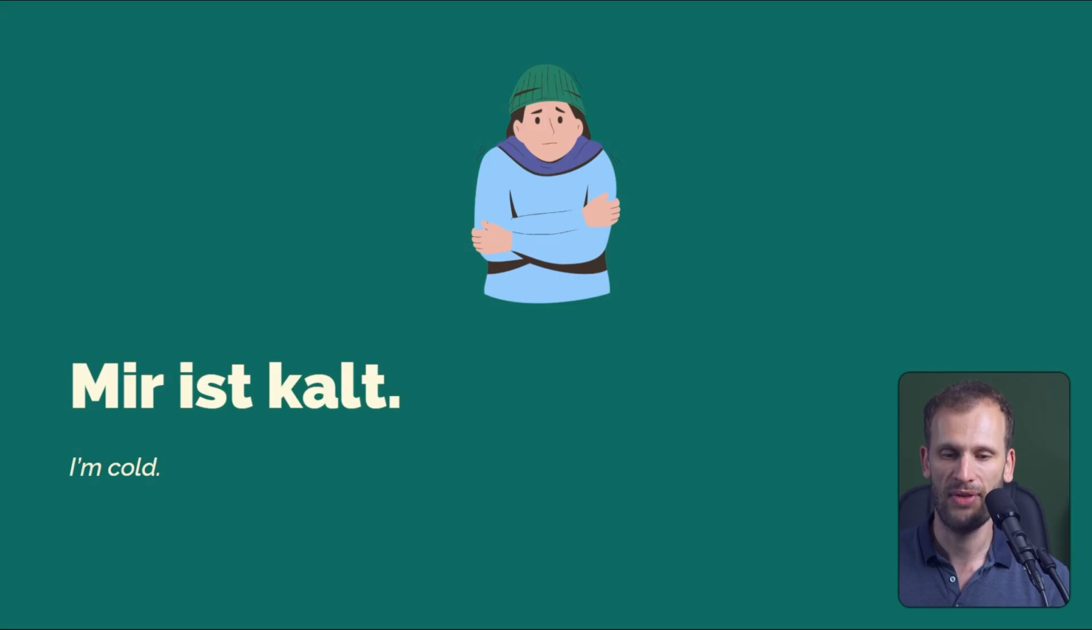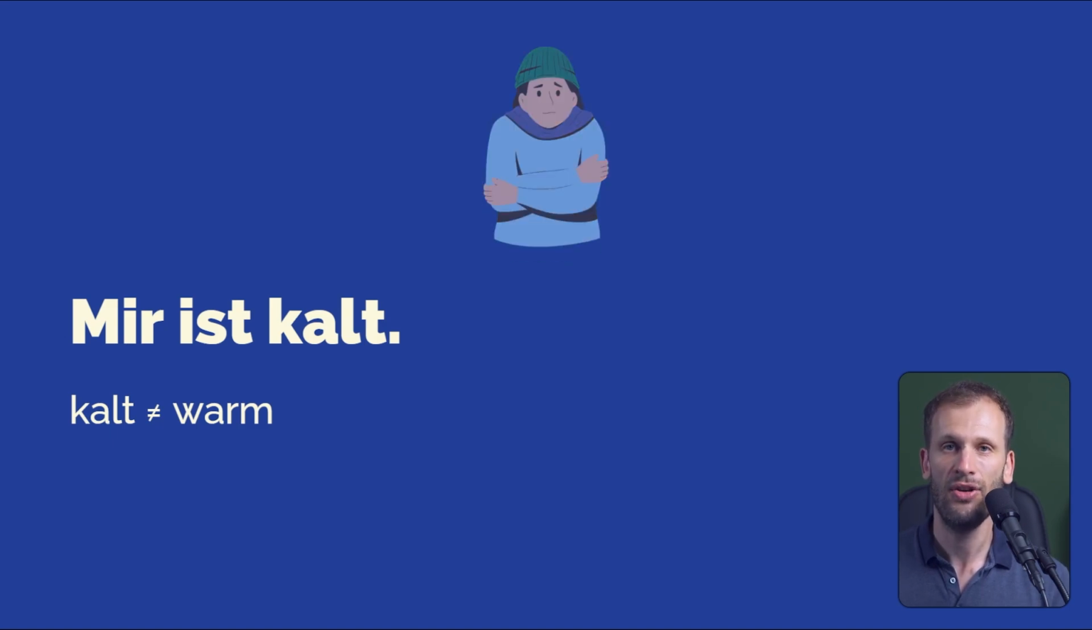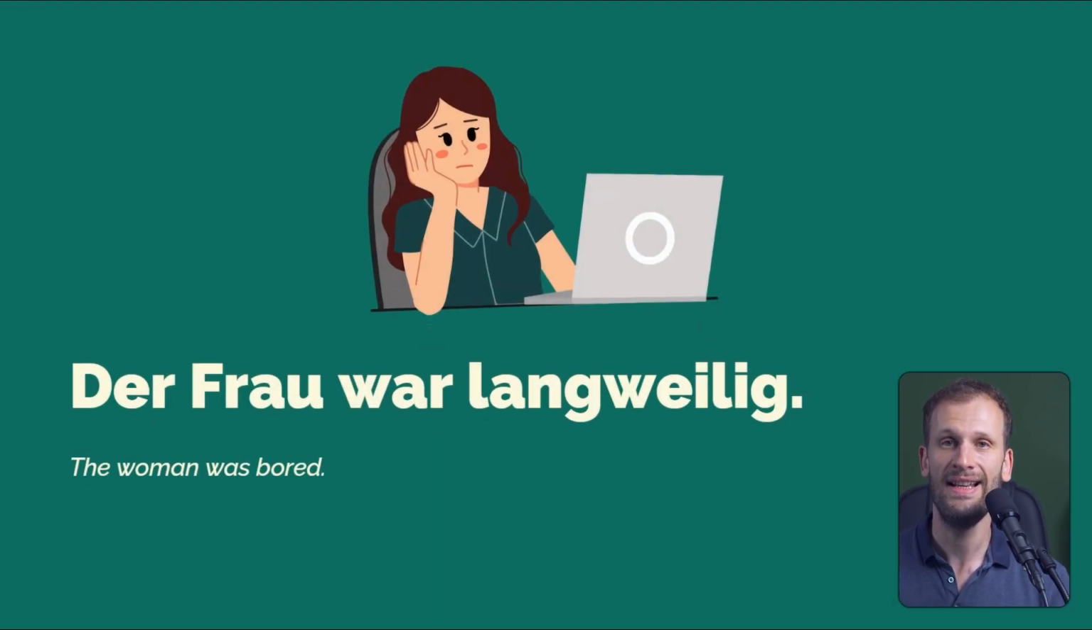What's the opposite of kalt? I'm sure you know it. It's warm. So also, mir ist warm. Mir ist kalt. I'm feeling cold. Mir ist warm. I'm feeling warm. Mir ist heiß. I'm hot. I'm feeling hot. The next adjective that can also take the dative case is langweilig, boring, but also bored.